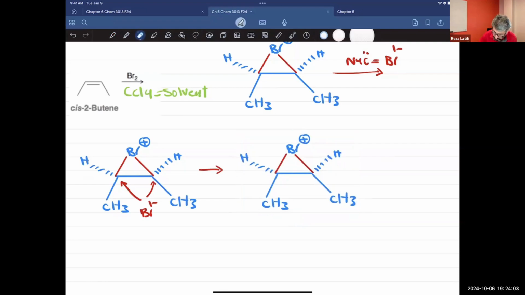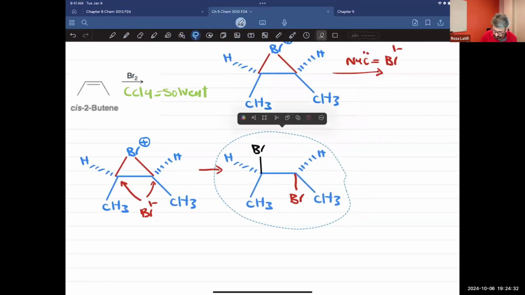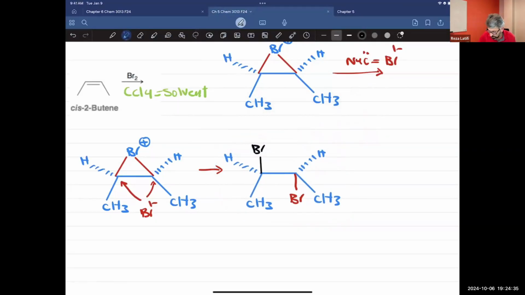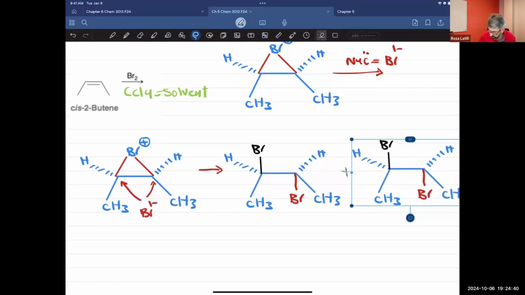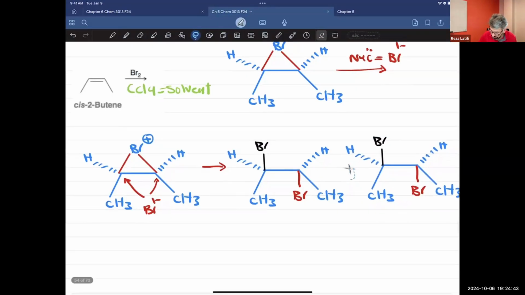One product that I will get will be this. So let me give the bromide to this carbon. I'm going to put it here. This one will be up, and the one that we are adding will go down there. And another possibility will be this one. The second possibility will be this one.